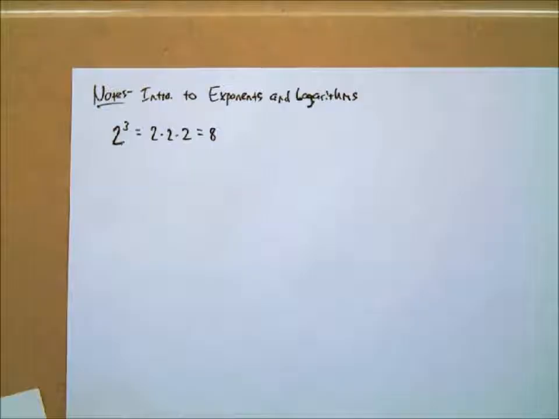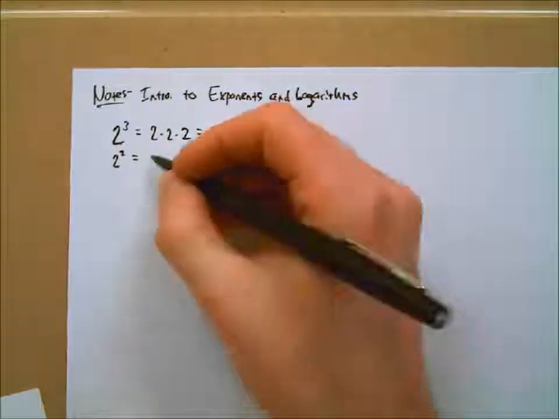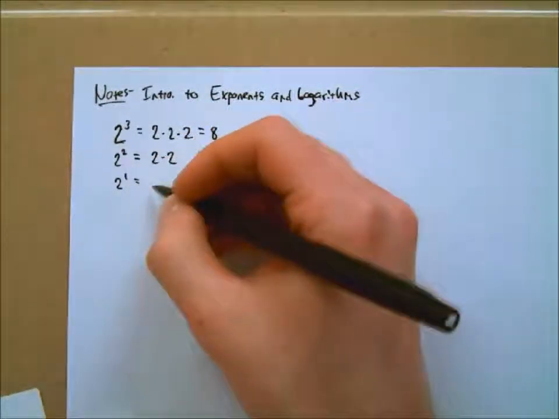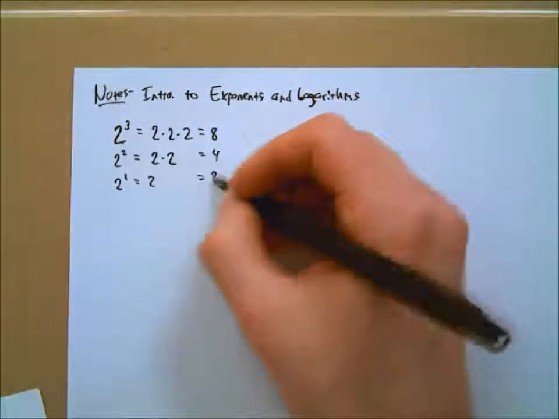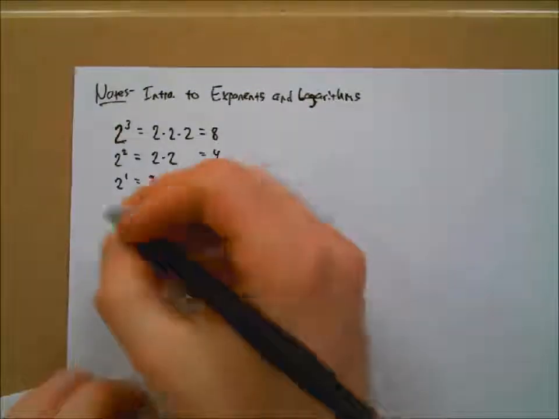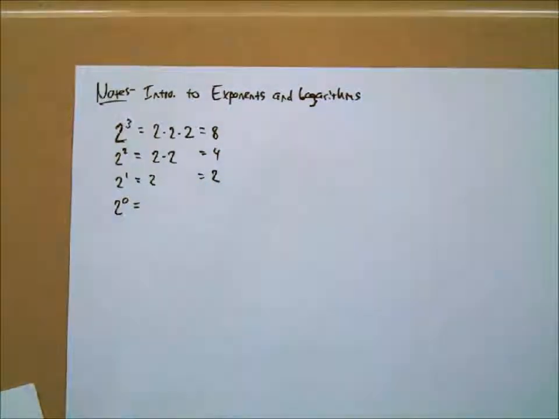And when we see something like 2 to the second, we know that's just 2 times 2, which is 4. And then 2 to the 1 is just 2, because there's just one 2. Using this idea, this also helps us extend into something like 2 to the 0. Because with that definition of multiplying 2 by itself a certain number of times, how do you multiply something by itself 0 times?